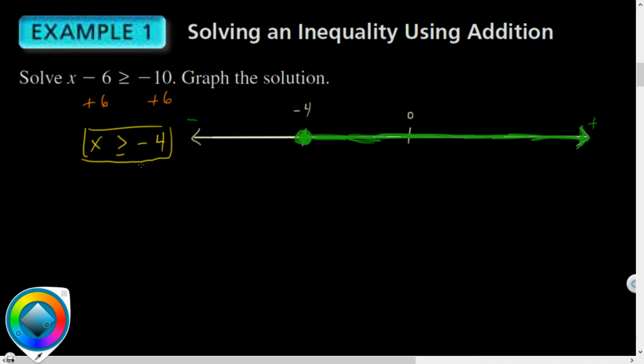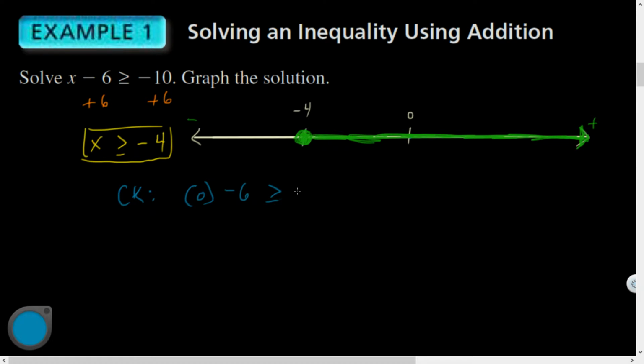And what I'm suggesting is this. I could do a quick little fake check. I don't want to check infinitely many points into the original equation, but you could check 0. 0 is the easiest number to do checks with. It's in the shaded region. Let's just see if that happens. If I plug in 0 for x, is 0 minus 6 greater than or equal to negative 10? 0 minus 6 is still negative 6. Is that greater than or equal to negative 10? Yeah, I'd rather owe someone $6 than $10.